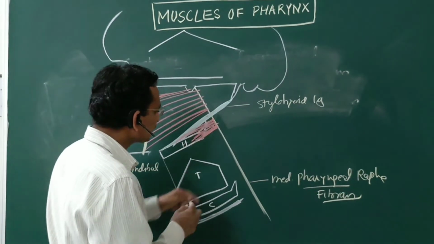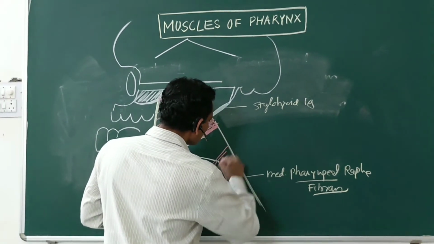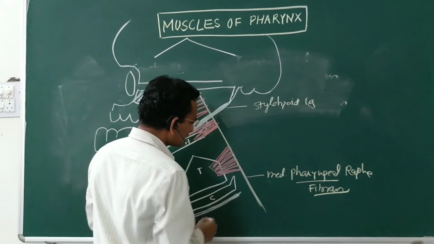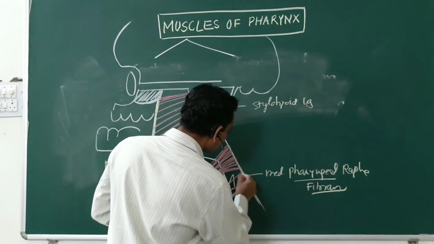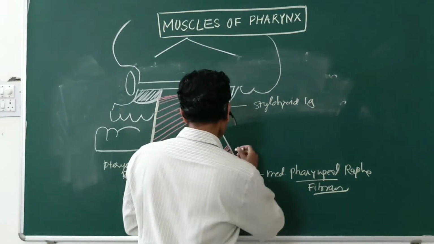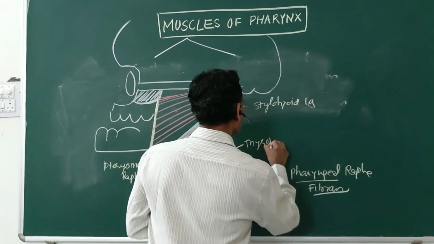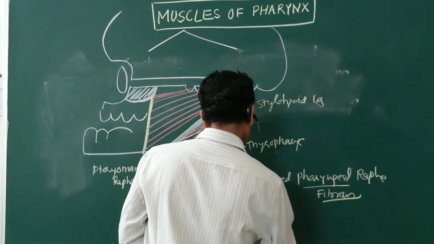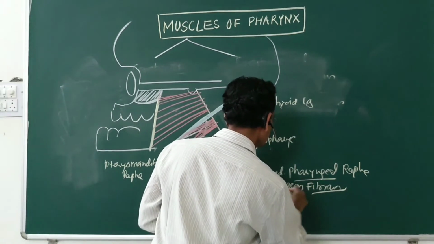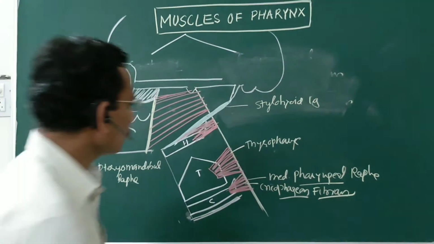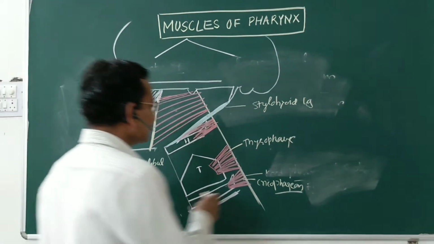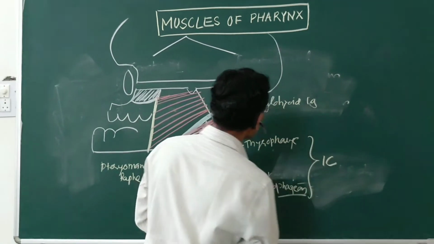The thyropharyngeus gets its origin from the oblique line of the thyroid cartilage, and the cricopharyngeus arises from the cricoid cartilage. So this is the thyropharyngeus and this is the cricopharyngeus. Both the thyropharyngeus and the cricopharyngeus are collectively called the inferior constrictor.